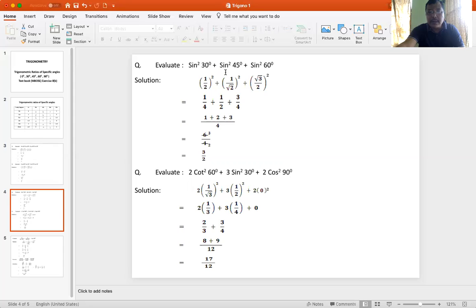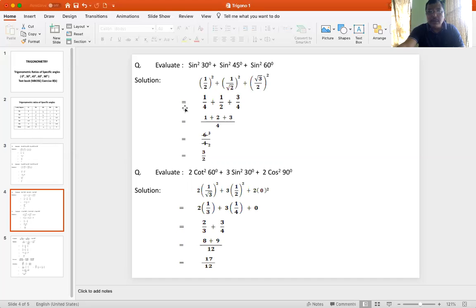Plus, again, sine 45, if we find from the table, it is 1 by root 2. But since here it is sine square, so we have 1 by root 2 whole thing square. Plus, sine 60 degree, if you look from the table, it is root 3 by 2. So we write here root 3 by 2. But here we have square, that is sine square. So therefore we have root 3 by 2 whole thing square.